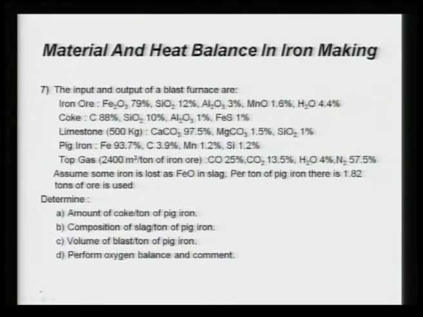Now, here one of the conditions under which you have to solve the problem is given, and that is: assume some iron is lost as FeO in the slag. So, the amount is not known. Now, per ton of pig iron there is 1.82 tons of ore used. You have to determine the amount of coke, the composition of slag, the volume of blast and perform an oxygen balance. A somewhat similar problem I had solved earlier also. So, let us go to the solution of this particular problem.